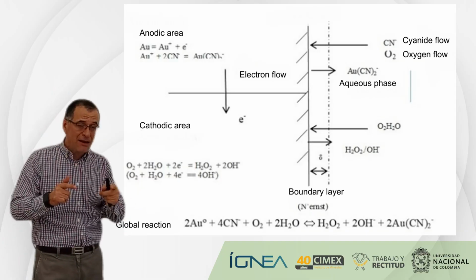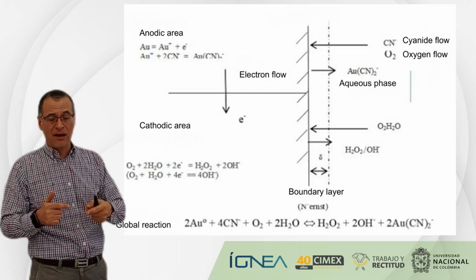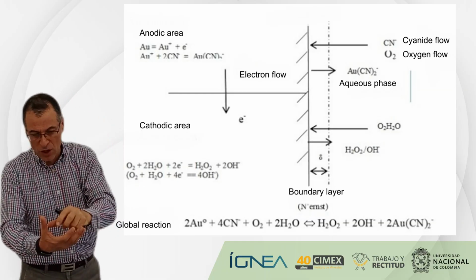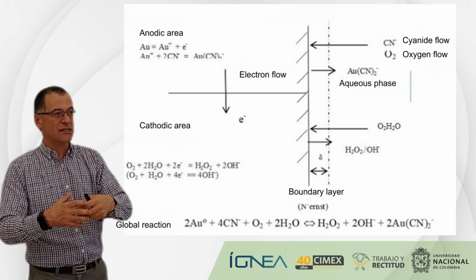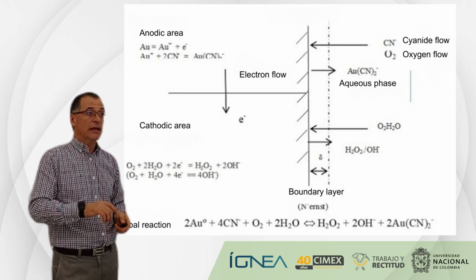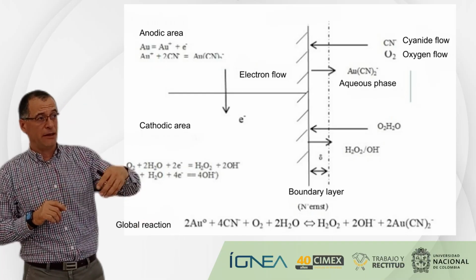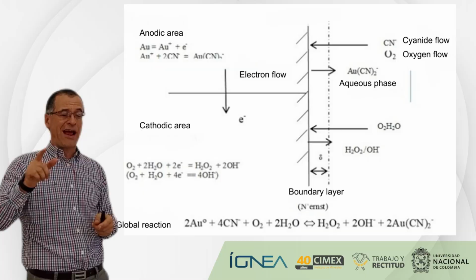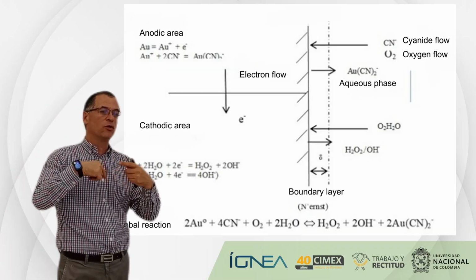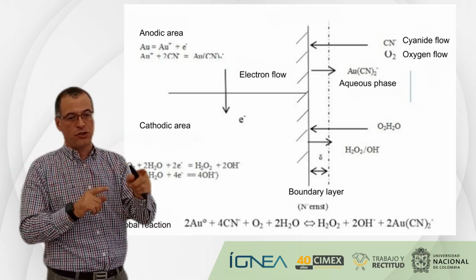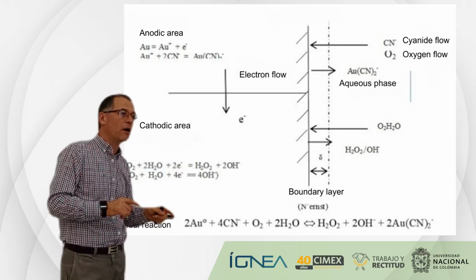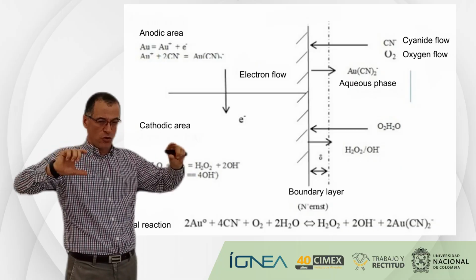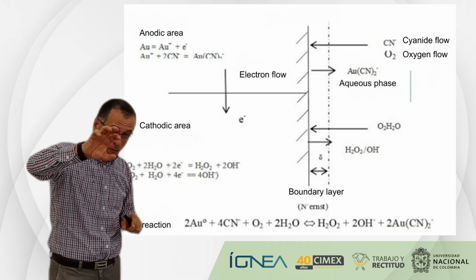oxidized. Then the cyanide enters, and the cyanide complexes the gold, and in that sense creates the new reactions. The electron that is free from the gold goes to react with the water in order to create the hydrogen peroxide. Okay, this is the idea. This is the idea. And the global reactions produce the gold free.